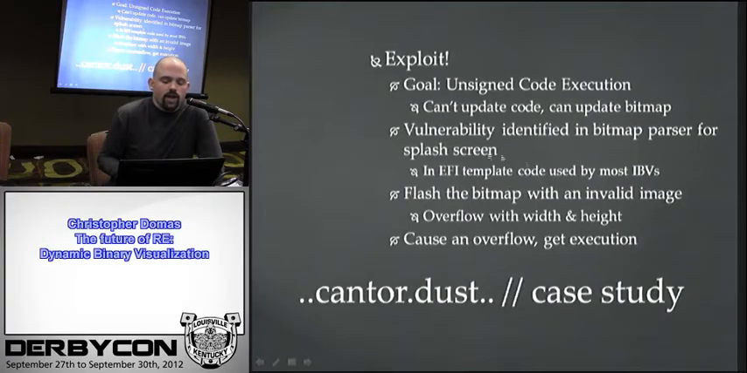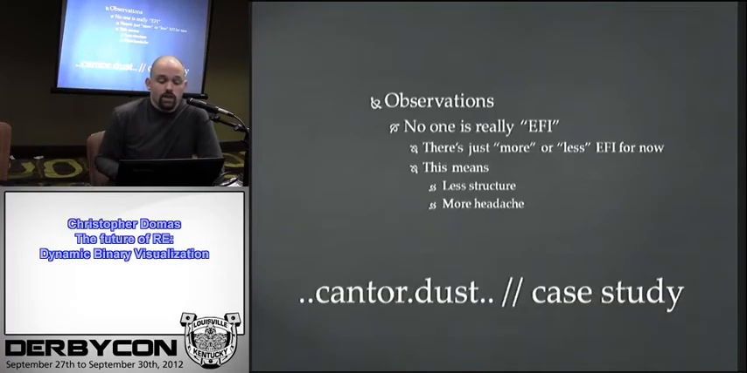So most EFI code comes from this EFI template code provided by Intel, and then IBVs, or independent BIOS vendors, use that code for their EFI development. So finding a vulnerability in this template code means that you're finding a vulnerability in almost every EFI system out there. So they found that they could flash the bitmap with an invalid image by manipulating the width and height to get an overflow when this image is parsed. And through that overflow, they can get code execution early on in the BIOS boot process. So that's a pretty powerful ability, and I wanted to look at that in more depth.